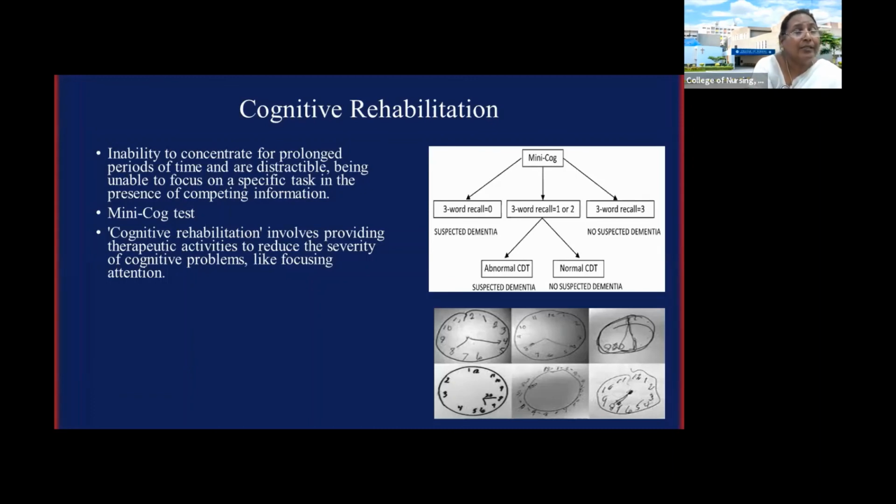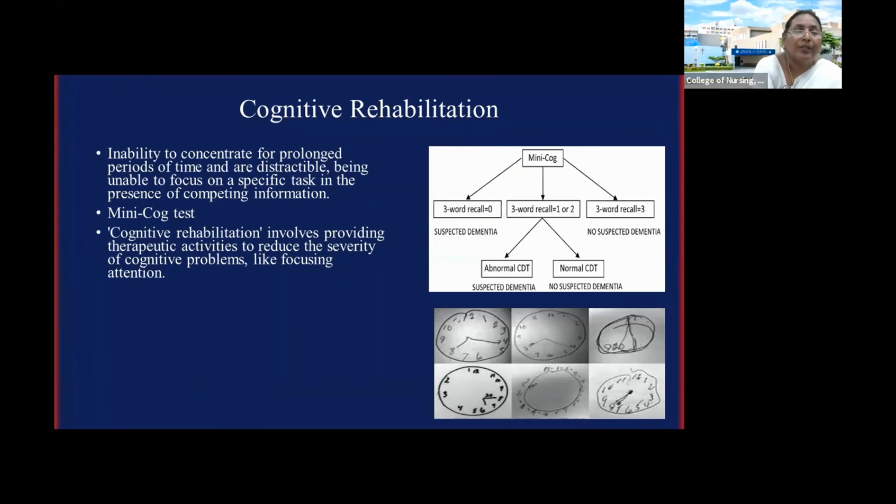How can you assess the cognitive? Mini cog test we use. There are many other tools, but we prefer mini cog because it's simple to use. Mini cog test is a 3-word recall. You tell the patient 3 words, any unrelated words, and then after a few seconds you ask them to repeat. If they are able to repeat all the 3 words, you give them 3 marks. If it is 1 or 2 or 0, then accordingly you will give marks.